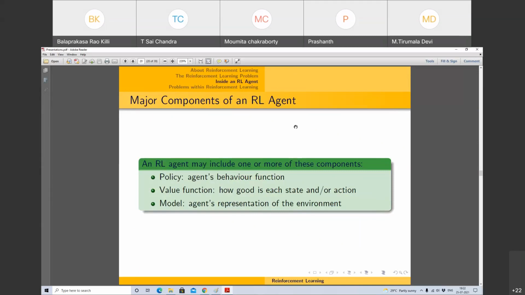So tomorrow when I demonstrate, these concepts will be very useful. Inside an agent, we have to know about these 3 important components: policy, value function, and model.